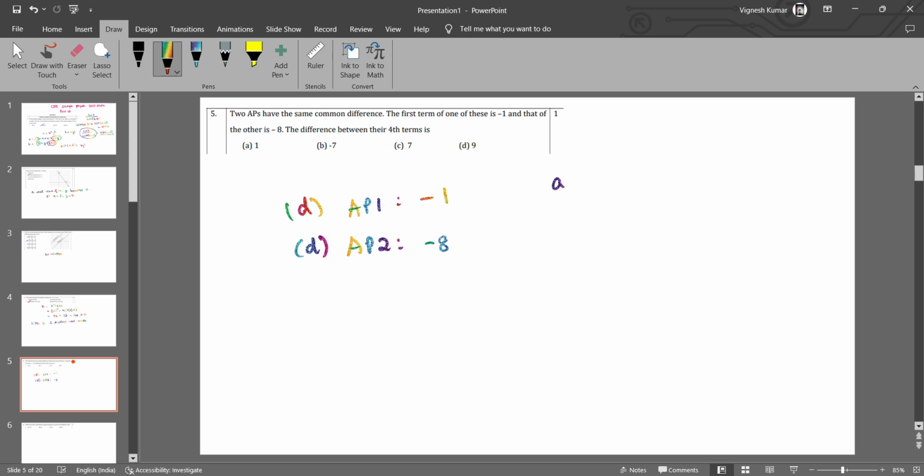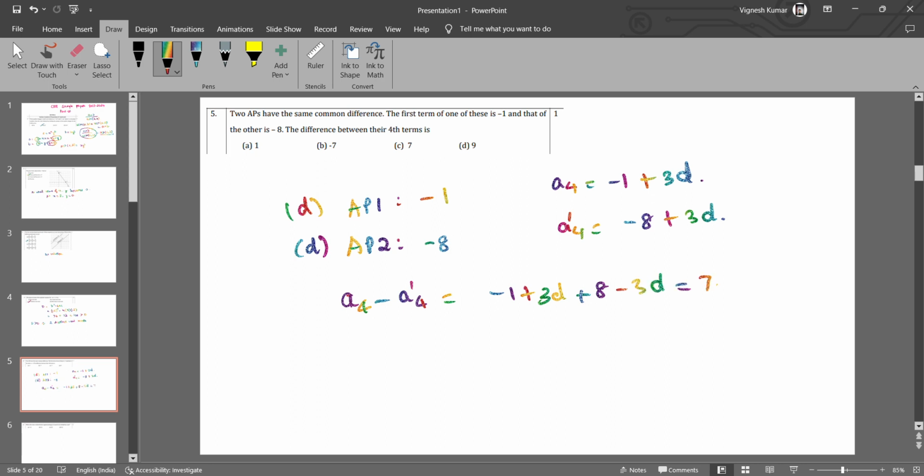So the fourth term of the first AP will be equal to -1 + 3d, and the fourth term of the second AP will be equal to -8 + 3d. So the required answer will be the difference between these fourth terms, right? So a4 - a'4, which is -1 + 3d + 8 - 3d, which will be equal to 7. So option C is the right answer.